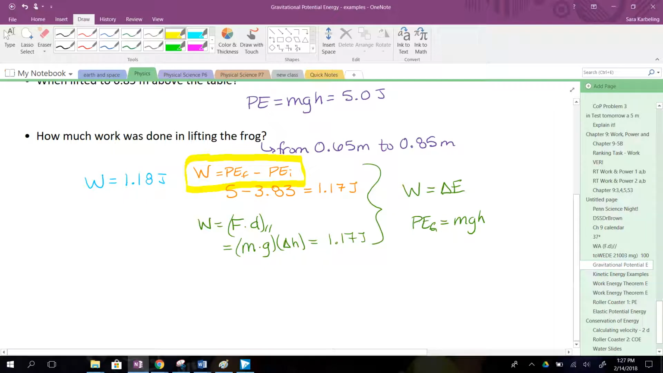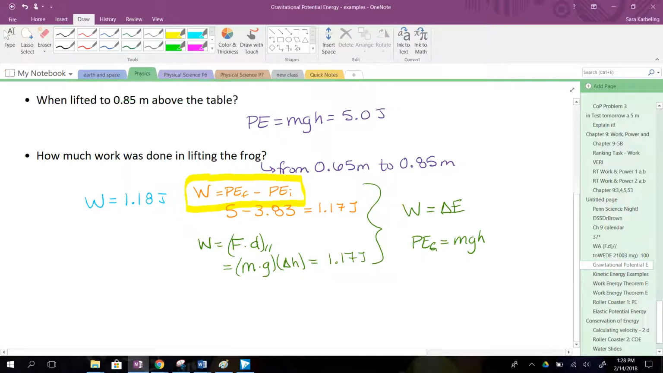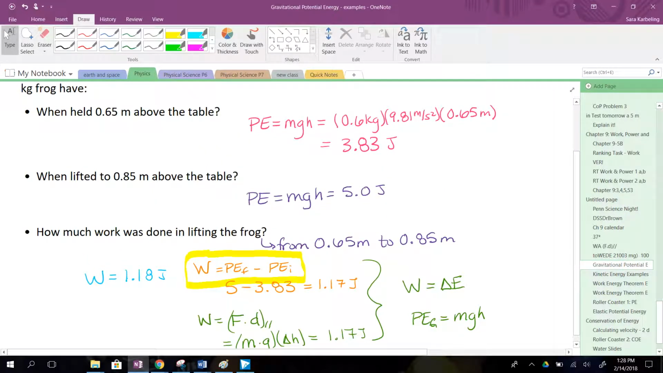Okay, so does the frog have potential energy right now? Yes. If this is 0.65 meters, how much potential energy does he have? 3.83. Okay, I'm going to move him over here. How much potential energy does he have? I just walked him like this.